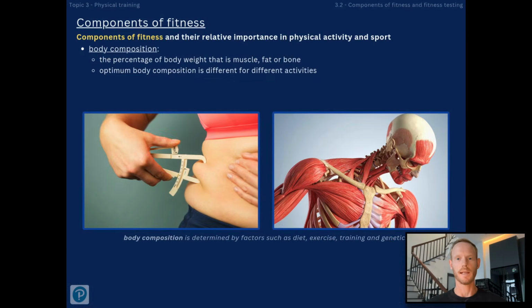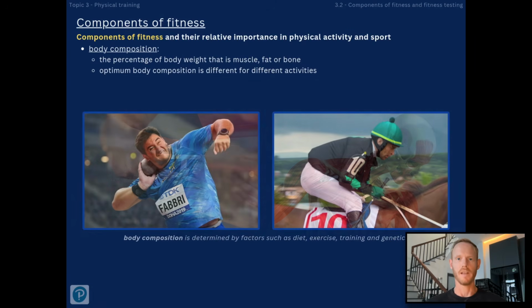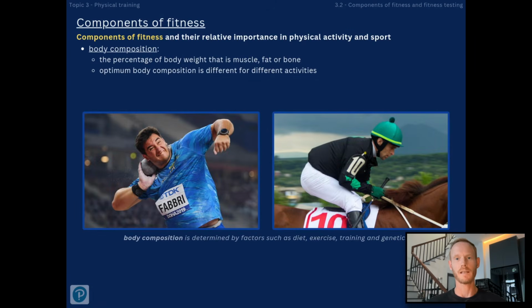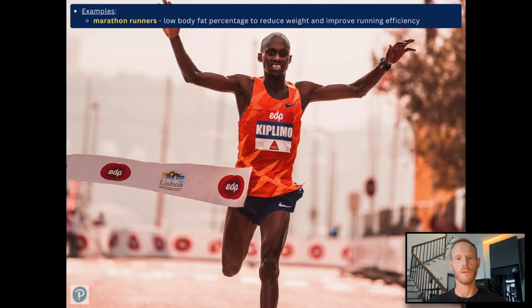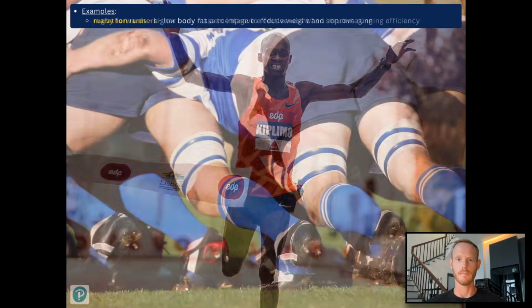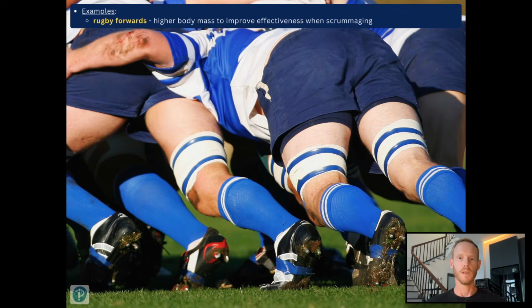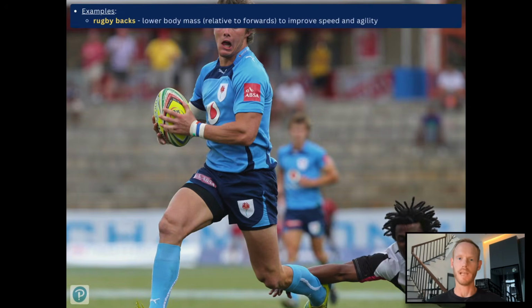Body composition is the percentage of body weight that is muscle, fat, or bone. The ideal body composition varies depending on the demands of the activity and the specific role an athlete plays. For example, marathon runners tend to have very low body fat percentages to improve efficiency over long distances. To be effective in the scrum, rugby forwards need to be heavy and may therefore carry more fat than wingers who rely much more on speed and agility.